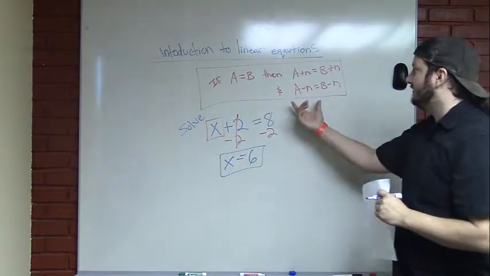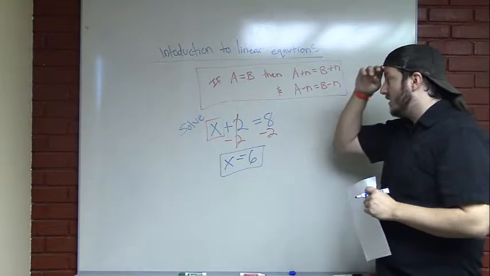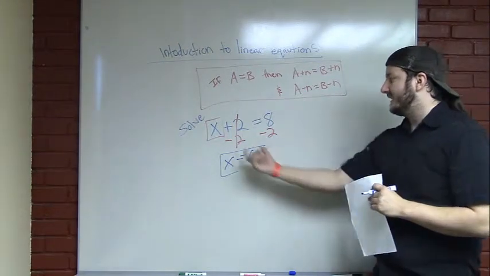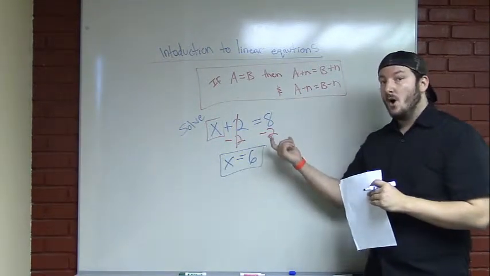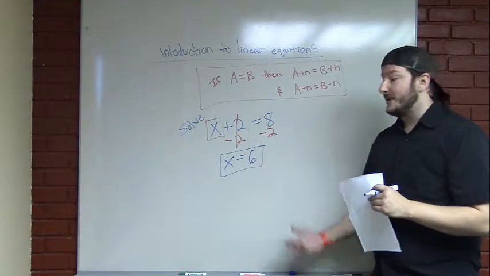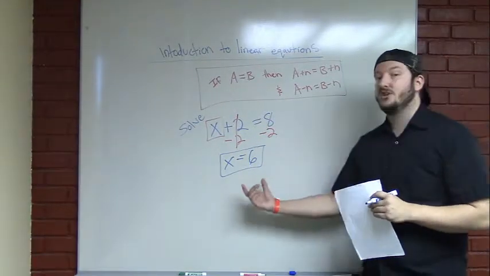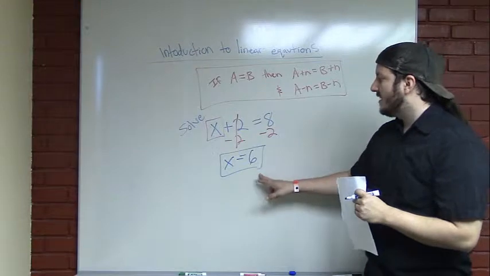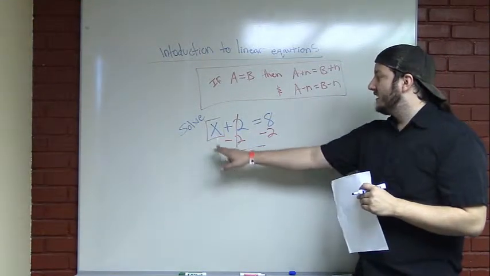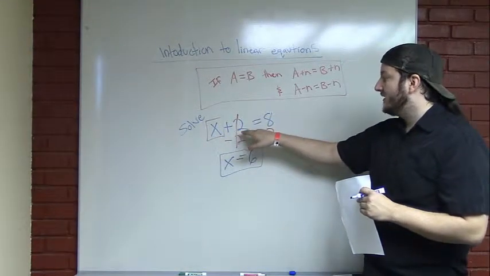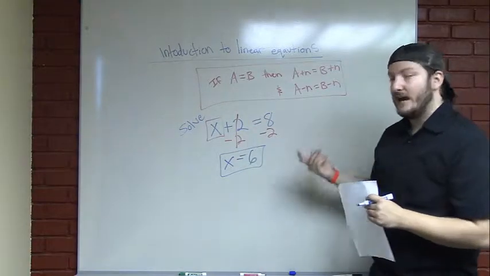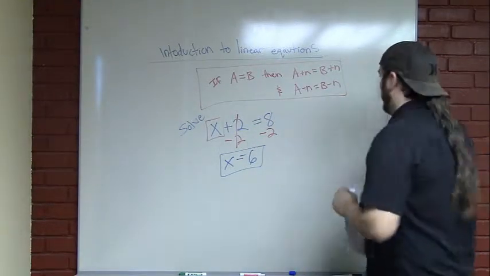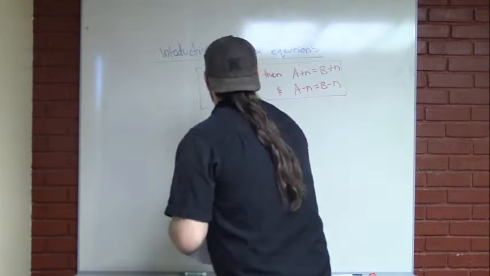And that's really all this property of addition is saying. You can subtract something from both sides, or you can add something to both sides, and that's it. And again, you could check it. You just take the 6 and plug it back into x. 6 plus 2 is 8, so 8 equals 8, and we're good to go. All right, let's try a few more of these.